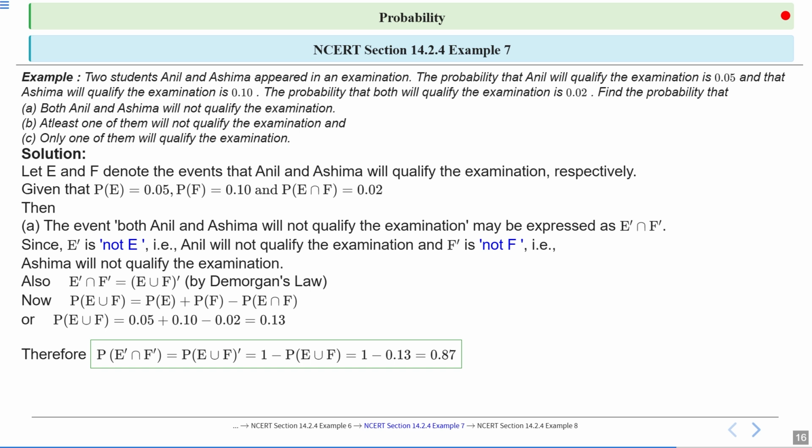And therefore, probability of E complement intersection F complement is equal to probability of (E union F) complement. And we know probability of (E union F) complement is equal to 1 minus probability of E union F. Here our probability of E union F is 0.13. So substituting this value, we obtain probability of E complement intersection F complement equal to 1 minus 0.13, and this is equal to 0.87. Okay, clear?